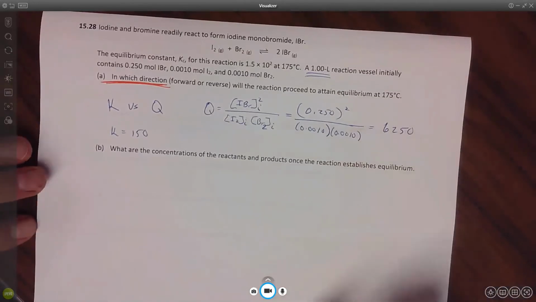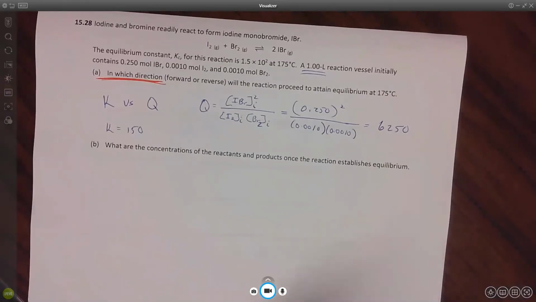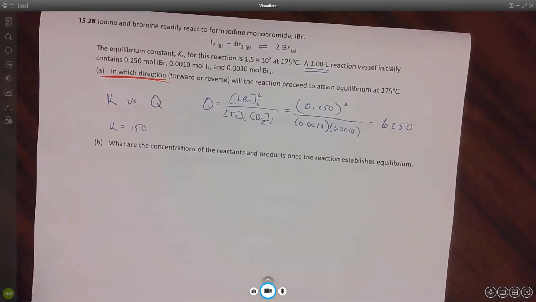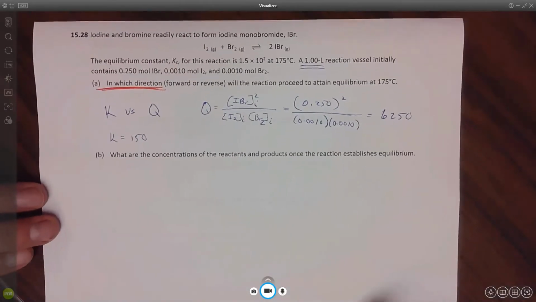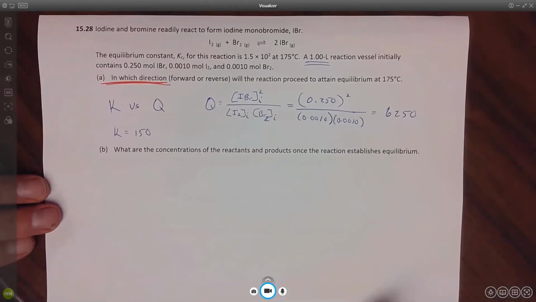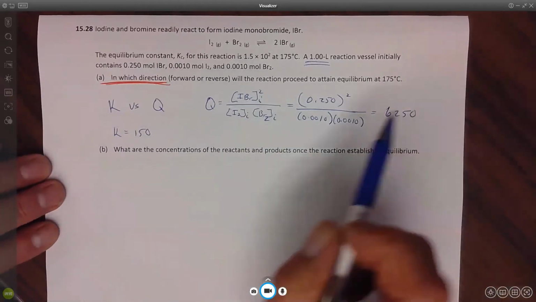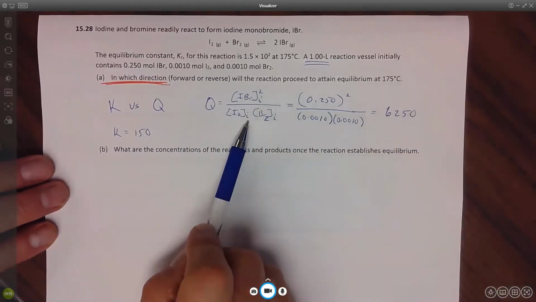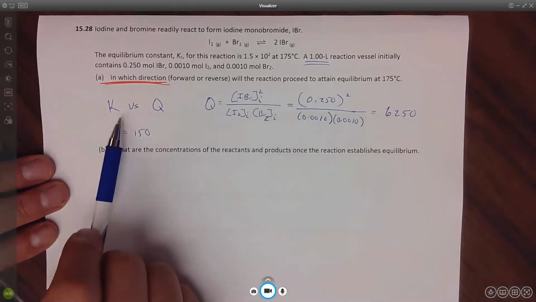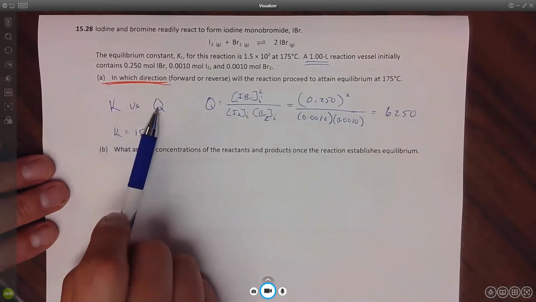Okay, so now how does that help me? Is it going to go to the reactants or the products? Or is it at equilibrium? Is that going to the products because it's over 1,000? Okay, I want you to think about this. Remember, these are products over reactants. If Q equals K, what does that tell us?